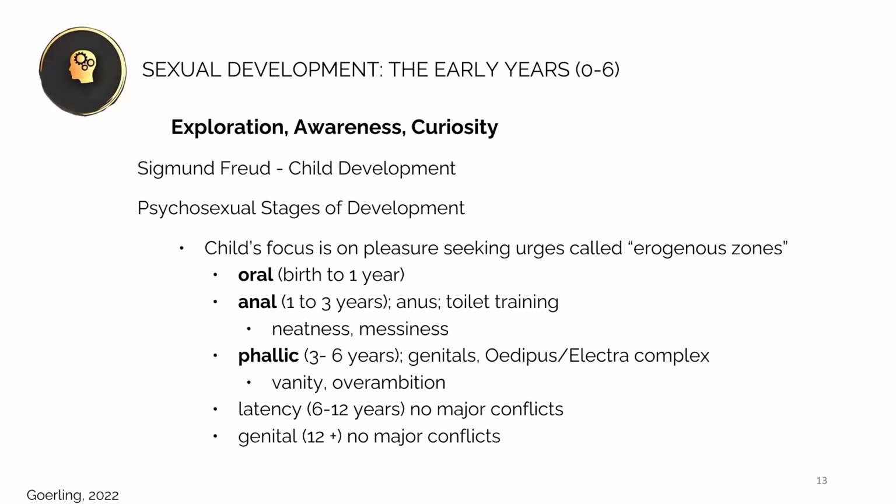Sigmund Freud said that the child's focus for sexual development is the focus on pleasure and pleasure-seeking urges called erogenous zones. He had various stages of development, including oral, anal, and phallic, and those are the three that we'll be covering today. And then he went on to have latency and genital, and those are a little bit for older children.